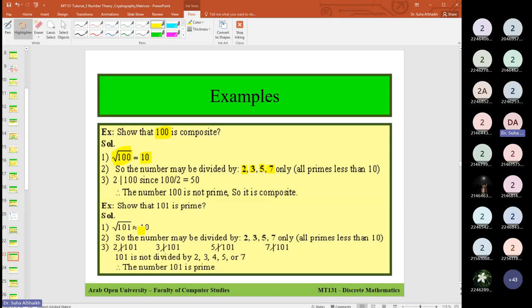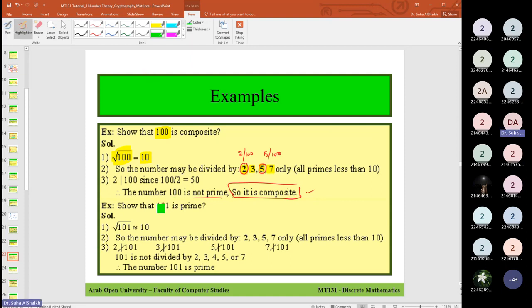Now we try whether any of them is dividing my number. Actually, 2 and 5 both divide 100, right? 2 divides 100 and 5 divides 100. If we can find one, just one is enough, that divides my number, I'm going to say my number is composite. It's not a prime, it is a composite number.